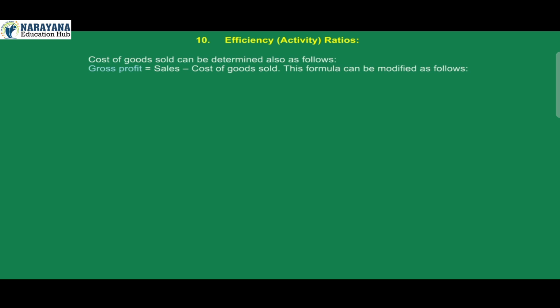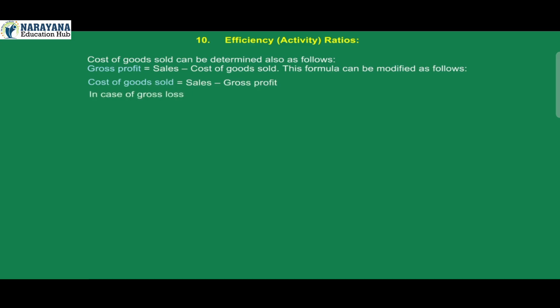Cost of goods sold. Cost of goods sold can also be determined as follows: gross profit is equal to sales minus cost of goods sold. This formula can be modified as follows: cost of goods sold is equal to sales minus gross profit. In case of gross loss, cost of goods sold is equal to sales plus gross loss. Average stock is equal to opening stock plus closing stock divided by 2. Objective.